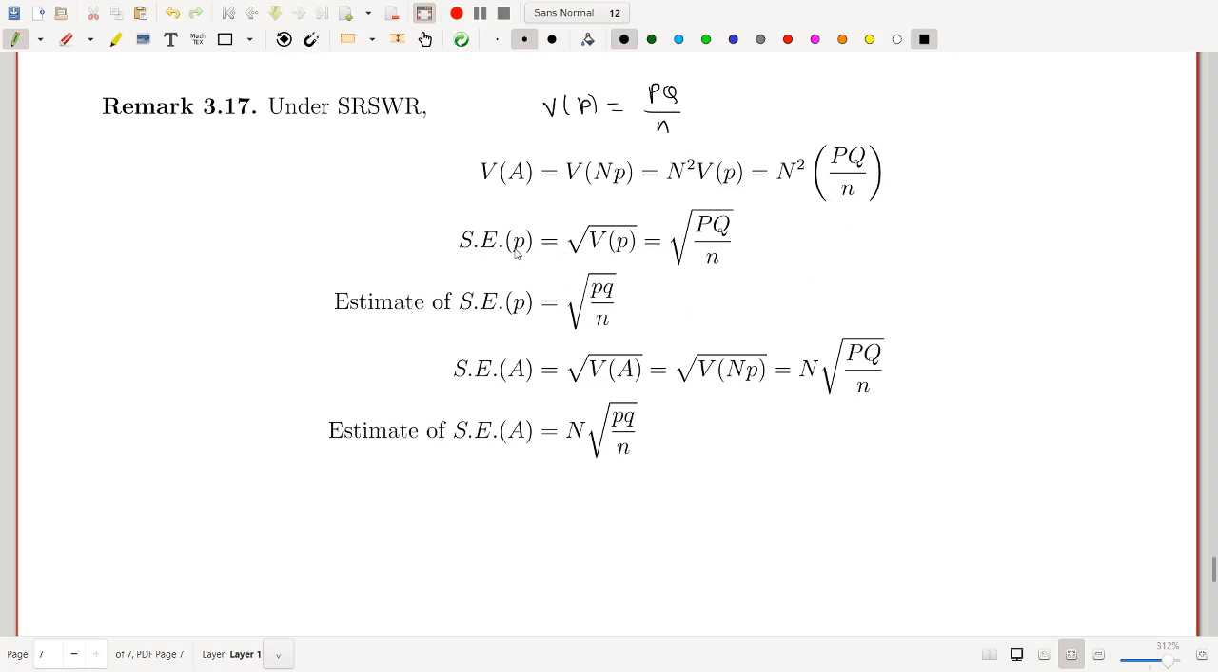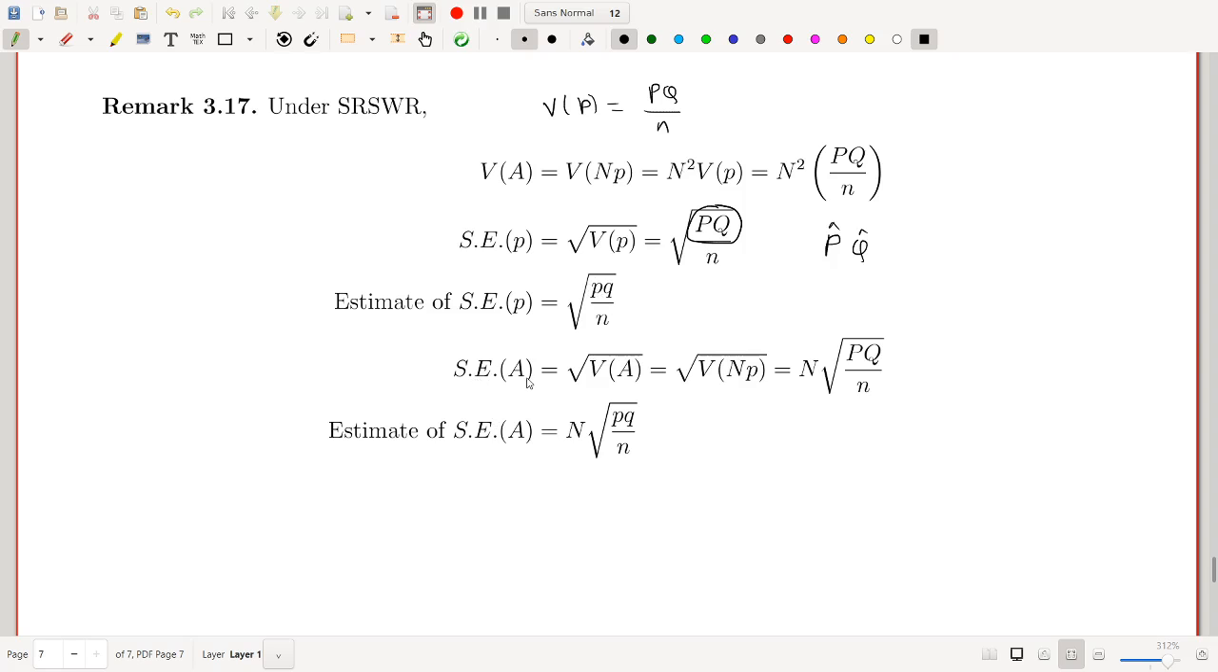The standard error of any estimator is just the square root of the variance of that estimator. So the standard error of p is the root of variance of p, which will be root of PQ by n. Usually capital P or capital Q is unknown, so we have to put their estimators, p cap and q cap, which are small p and small q. So the estimate of the standard error of p is root of small pq by small n.